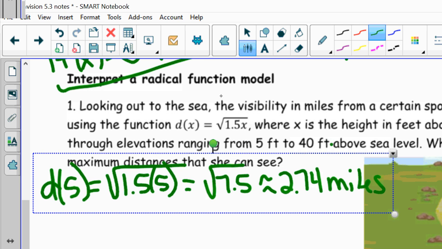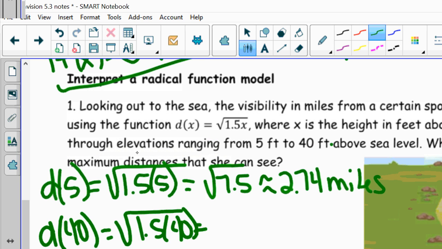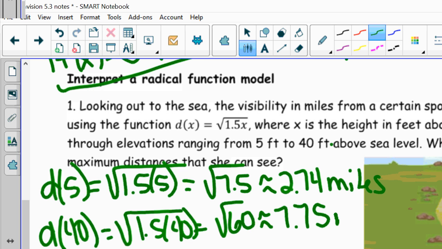And then she walks to 40 feet above sea level, so do d of 40. Plug 40 in. 1.5 times 40 is equal to the square root of 60. Again, plug that in. So that's approximately 7.75 miles. So the minimum distance that she could see would be about 2.74 miles. The maximum distance that she could see, about 7.75 miles.